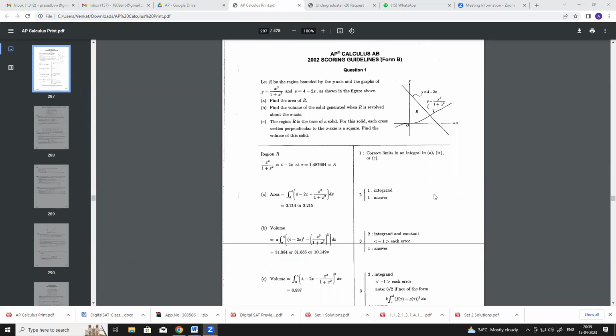First, you need to find the area under the curve. Integral from a to b of f of x minus g of x dx. This is a calculator based question because it is not so easy to simplify. 4 minus 2x is equal to x cubed by 1 plus x squared. Even for a math genius, it is very difficult to do that.